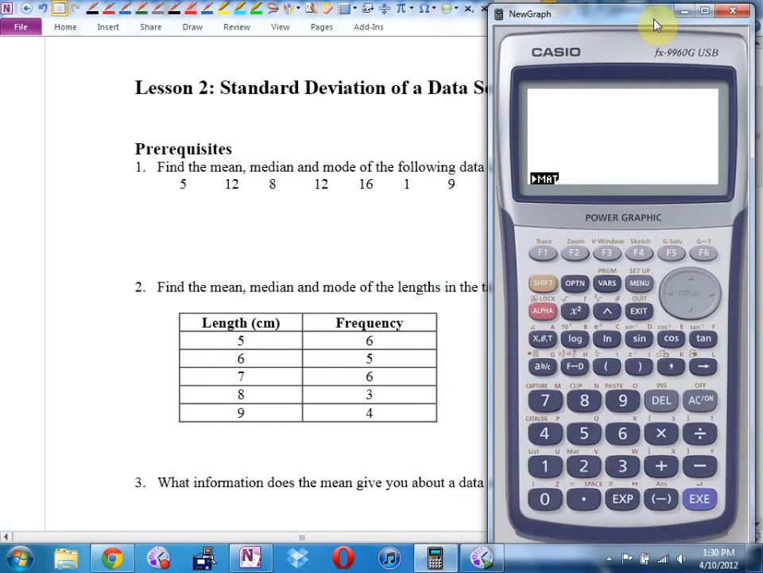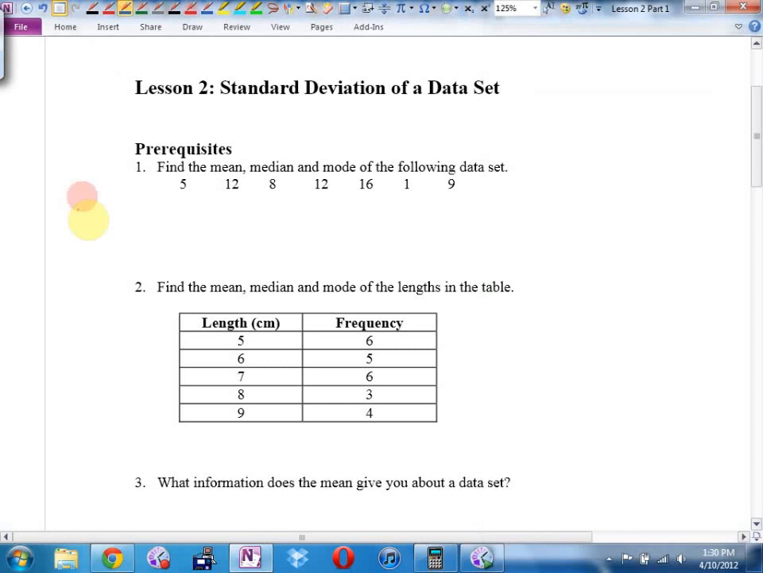To find the mean, what do I do? Add them up, divide by how many there are. Symbol for mean, this thing, or x bar. It's going to be 5 plus 12 plus 8 plus 12 plus 16 plus 1 plus 9 divided by, how many are there, Matt? 7?